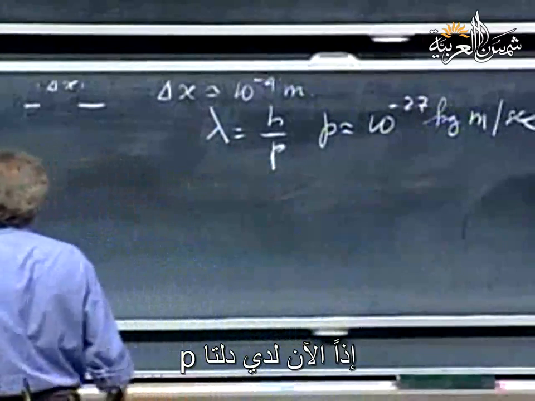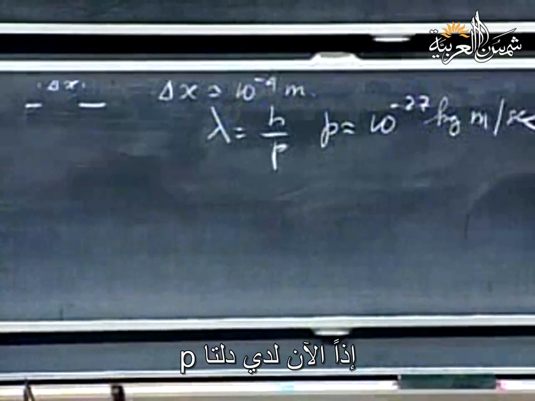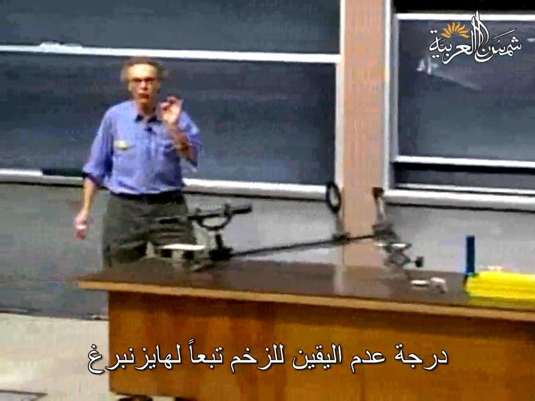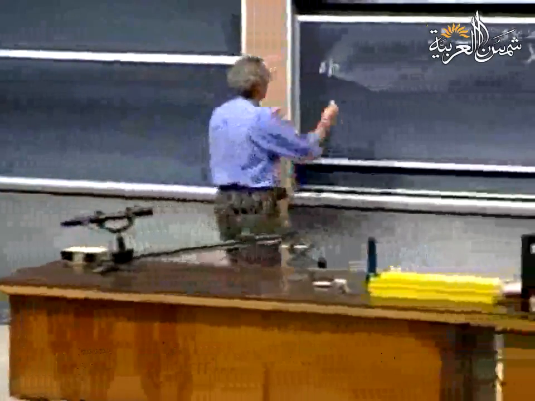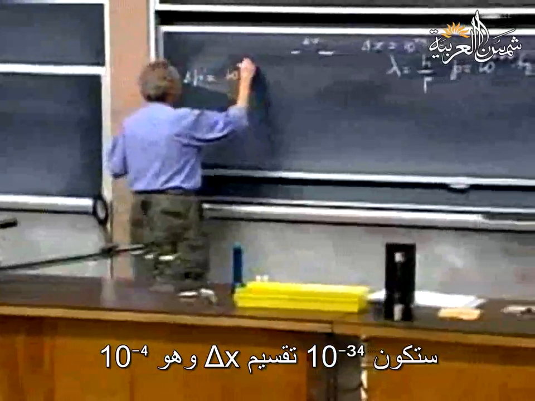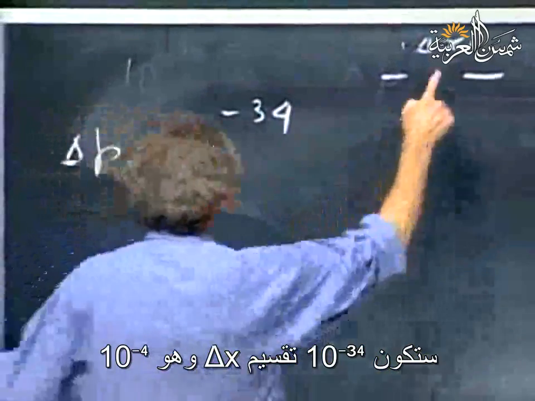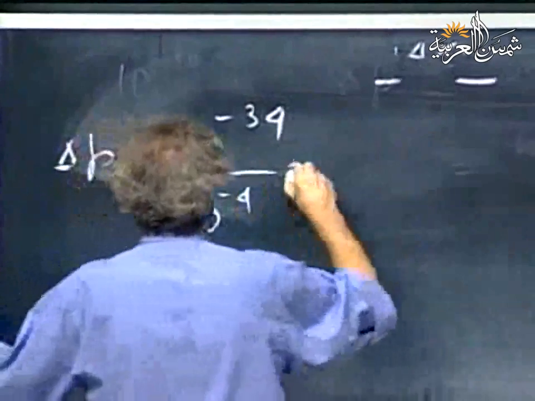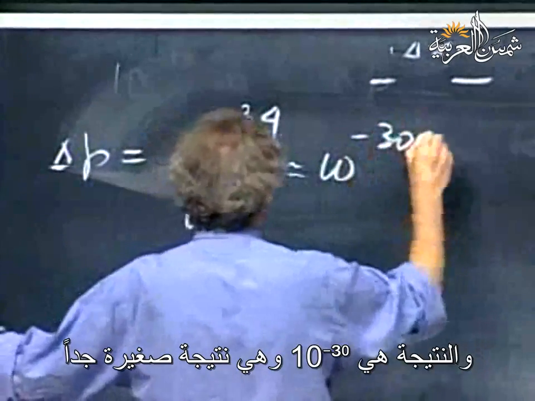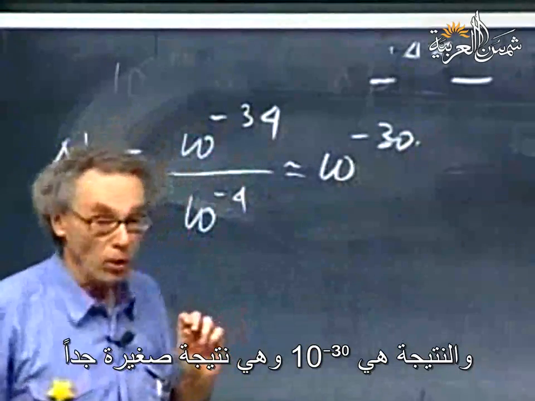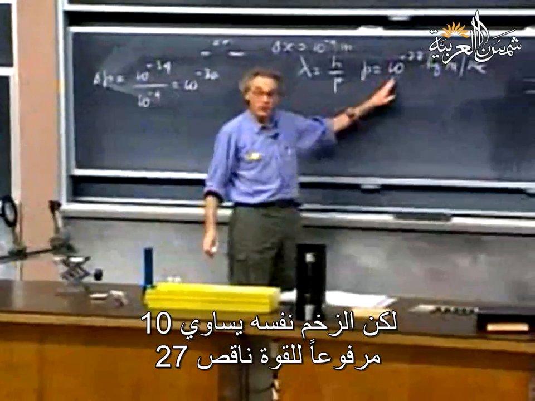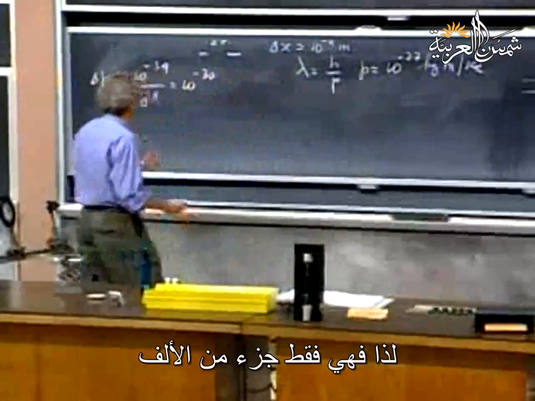So now, I have a delta P. The degree to which the momentum is undetermined, according to Heisenberg, is going to be 10 to the minus 34 divided by delta x, which is 10 to the minus 4. So that is 10 to the minus 30. Very small. But the momentum itself is 10 to the minus 27. So it's only 1 part in 1,000.